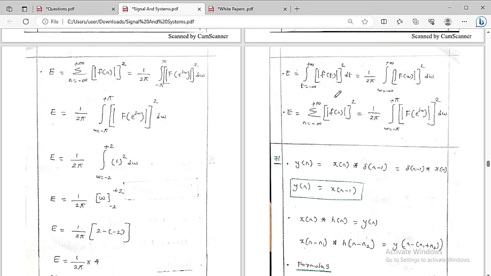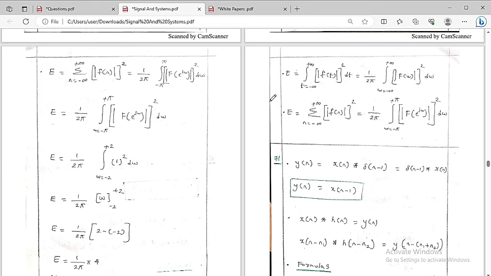Basically, what I am trying to tell you is very simple: here we have to use the integration from omega equals minus infinity to plus infinity because in the continuous time case, f of omega is an aperiodic signal, whereas in the discrete time case, mod of f of e to the power of j omega is a periodic signal. So we have to integrate only over one period, from minus pi to plus pi, or you can take any period, only over a length of 2 pi.